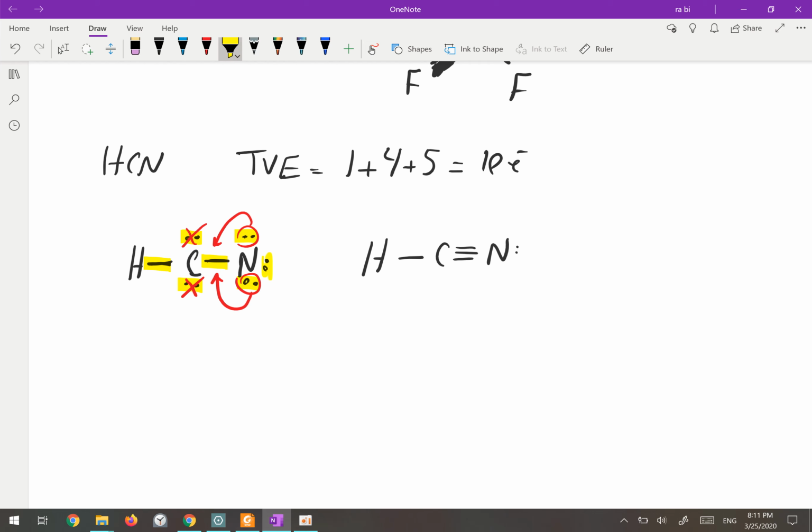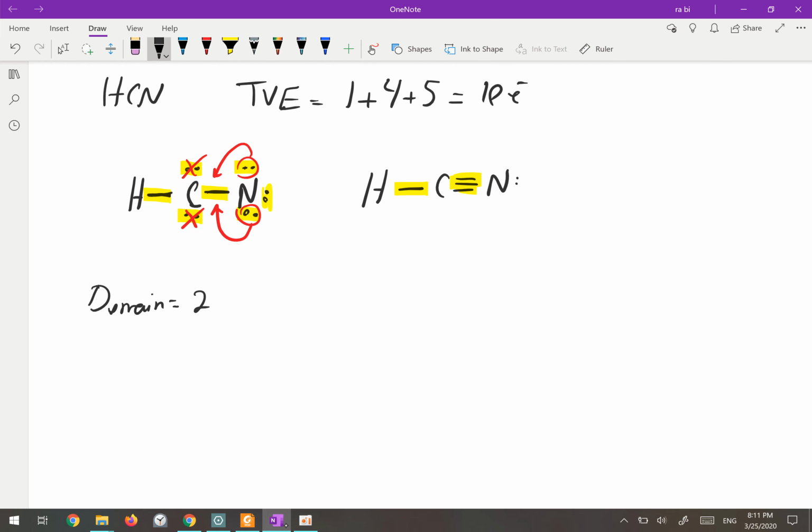Now look at around the central atom. How many domains do we have? 1, 2. We have only 2 domains. So the domain around the central atom is 2 bonds, no lone pairs, so you have 2 domains. So again, one more time, no matter if you have double bond, triple bond, or single bond, all of them account for 1 domain. Okay, so when the domain is 2, electronic geometry and molecular geometry are linear.